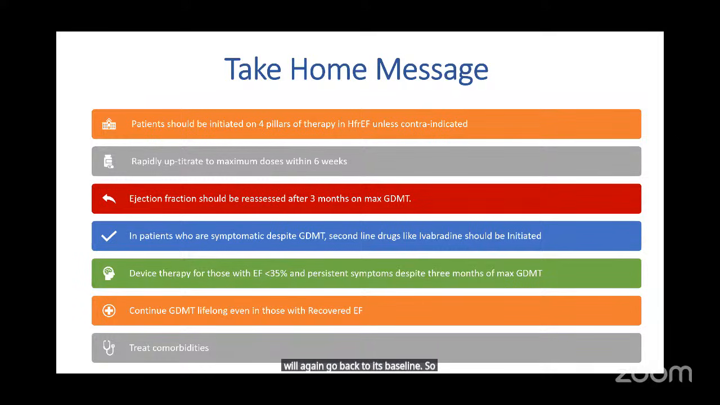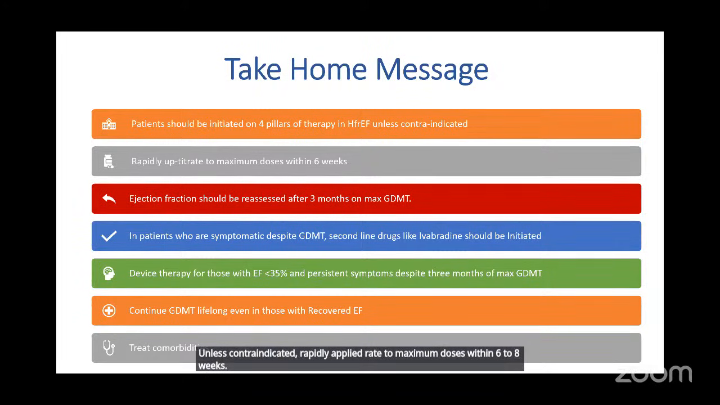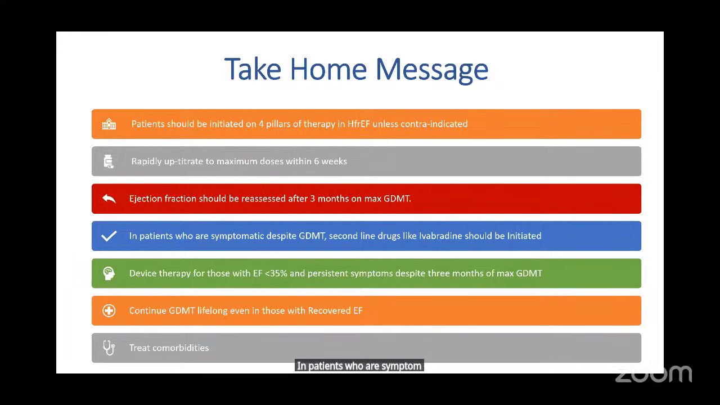So my take home messages for all of you are: patients should be initiated on all four pillars of therapy in HFrEF unless contraindicated, rapidly uptitrate to maximum doses within 6 to 8 weeks, reassess ejection fraction after 3 months on maximum GDMT. In patients who are symptomatic despite maximum GDMT, second line drugs like ivabradine should be initiated.